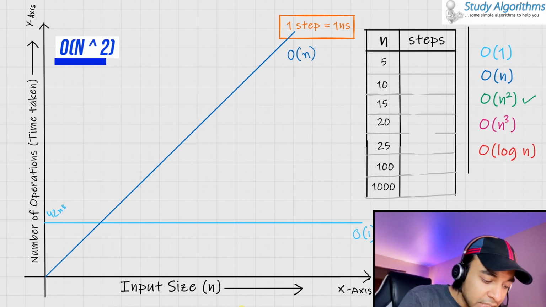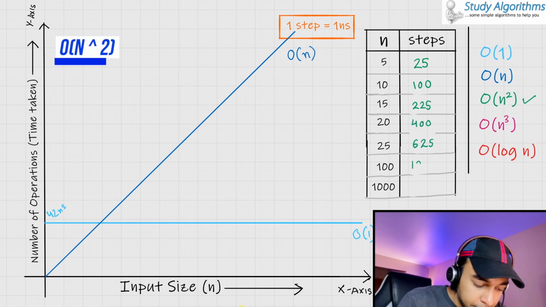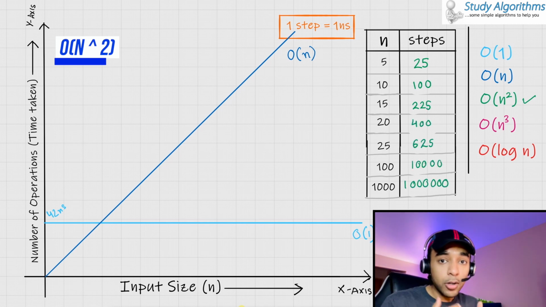So when your input size is 5, you take a total of 25 steps. For 10, you take 100 steps. For 15, you take 225 and so on. This looks like a quadratic graph. And when we plot this on a graph, it would look something like this.